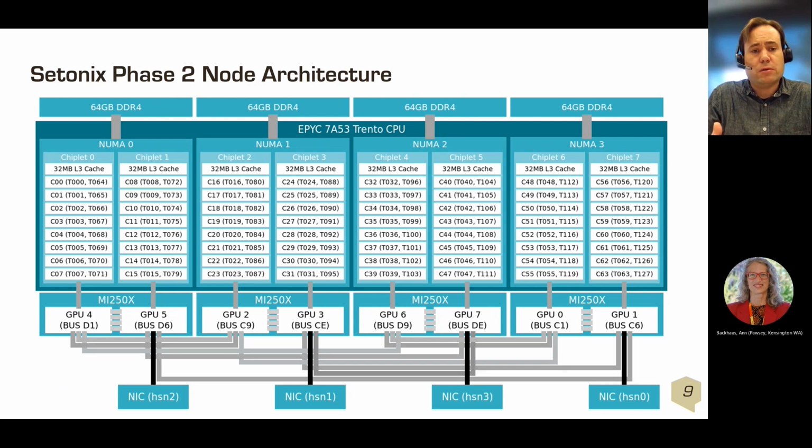Below, you can see that each of these NUMA regions are attached to the MI250X cards that contain these 2 logical GPUs each. You can see in this diagram, we're providing some of the bus numbers and the GPU numbers associated with them, and we'll talk a little bit more about that shortly. And then each of those cards is connected to one of the network interface cards at the bottom there, which is the connection out to the Slingshot interconnect.